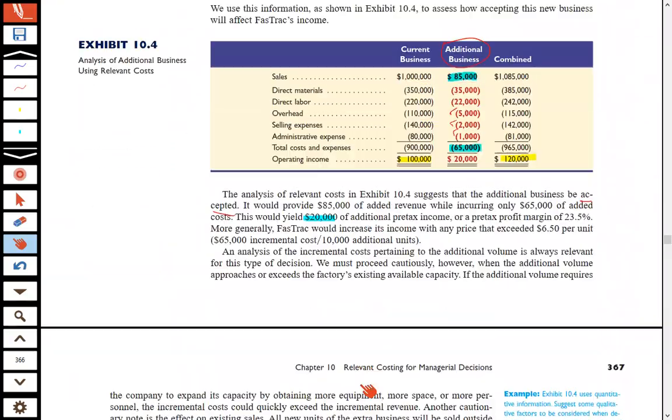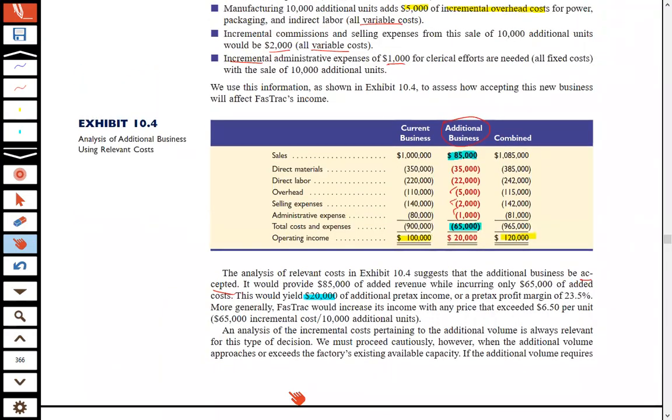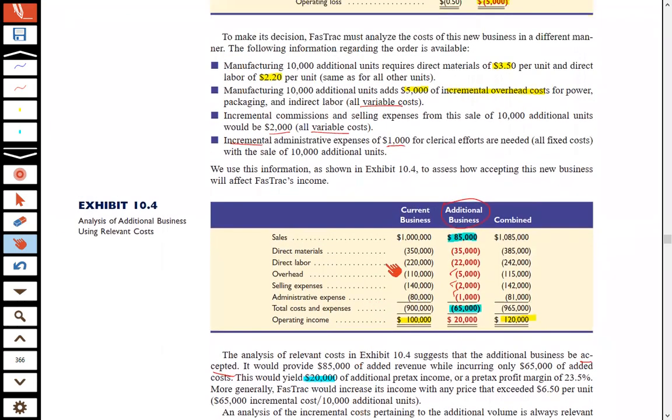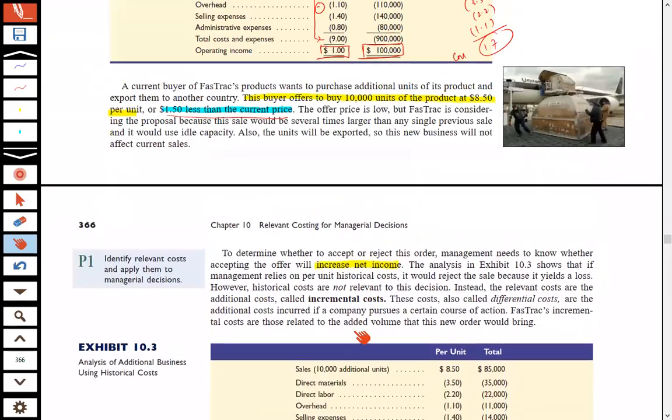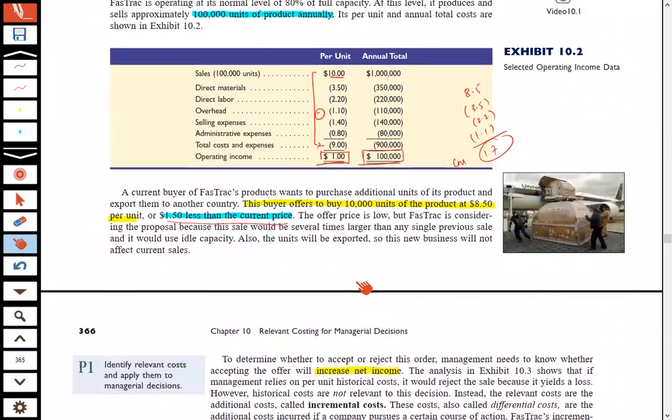Yes, also, sir, when you're calculating the CM in this example, would you include the selling expenses? Because here it says all variable costs. Yes, we have to calculate this as well. So CM would be revised, and the minimum we have to get is positive.